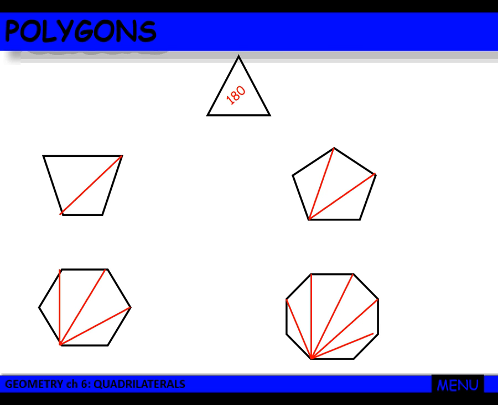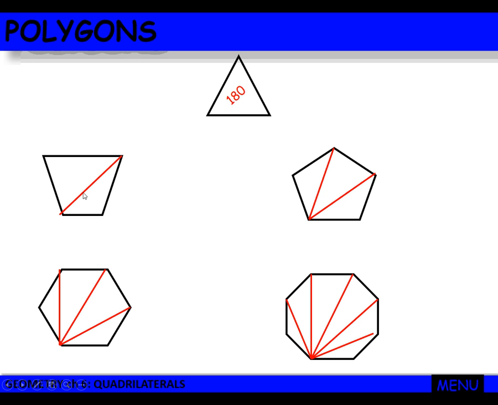There's a real simple pattern here. However many sides the shape has, if you subtract 2, that tells you how many triangles are inside the shape. So the 8-sided shape, 8 minus 2 is 6. There are 6 triangles. If the shape had 20 sides, we'd subtract 2. There would be 18 triangles inside.